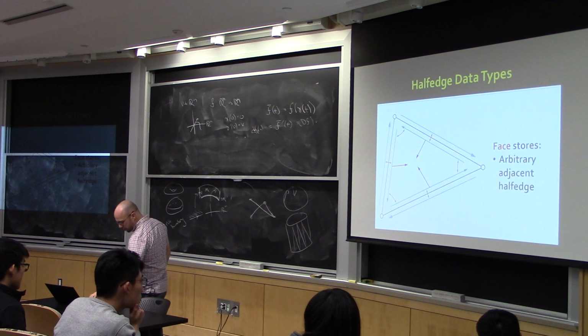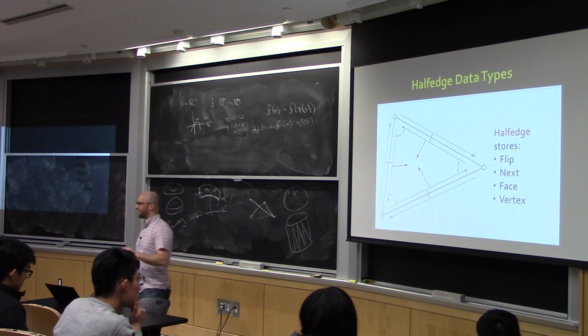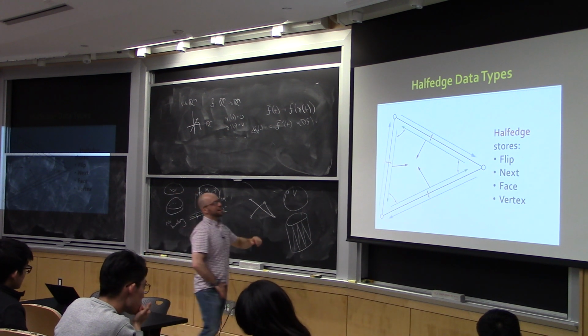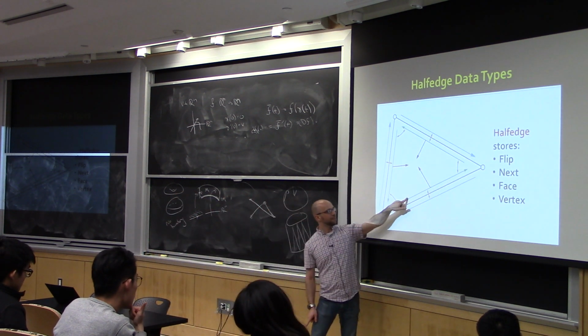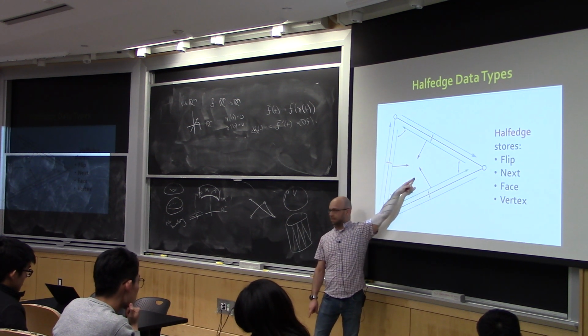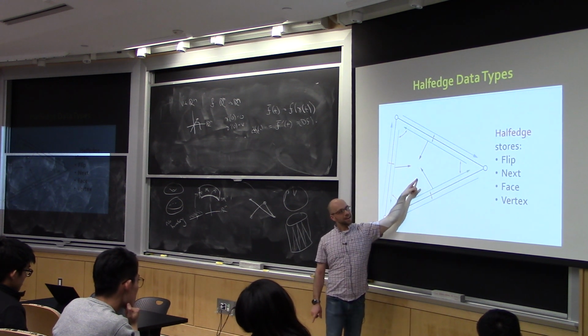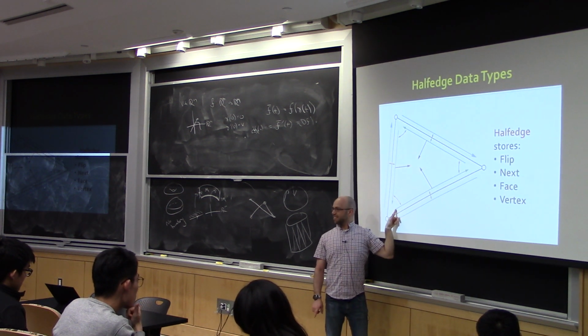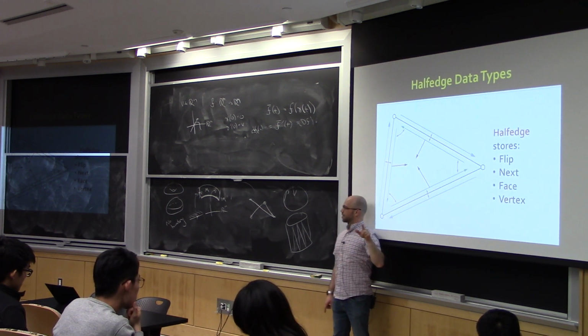And every half edge stores a bunch of stuff. Now you can see why it's the half edge data structure, not the triangle structure with half edges. In particular, it's going to store the flip, so that's the half edge that goes the other way. It's going to store the face, the triangle that it's adjacent to. And it's going to store the vertex, which is the vertex sitting at its base. Okay? This is pointer soup.